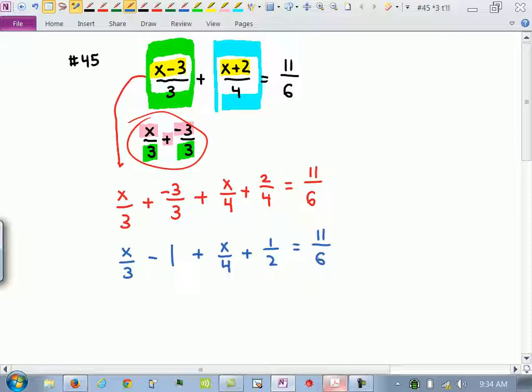Now let's start our steps. First step is to remove grouping symbols, right? We don't have grouping symbols. The next step is to clear fractions or decimals. We do have fractions, right? So what we'll do to clear fractions, I'm going to put my steps. Step 1 is good. Step 2, clear fractions. That's what I'm doing right now.